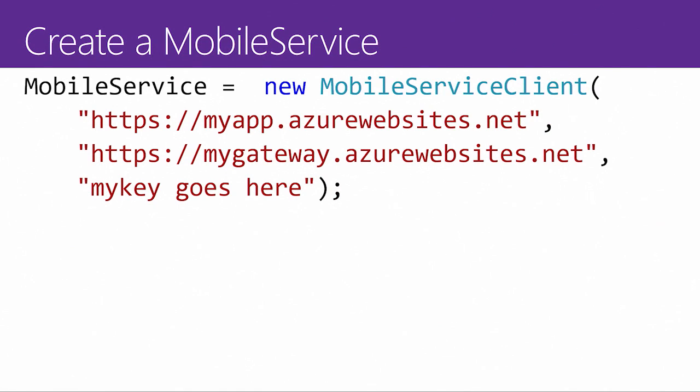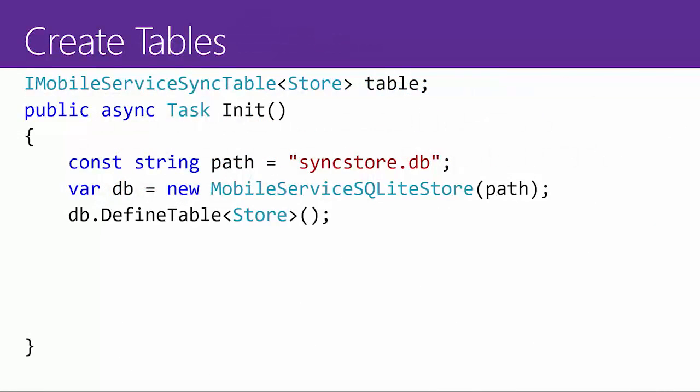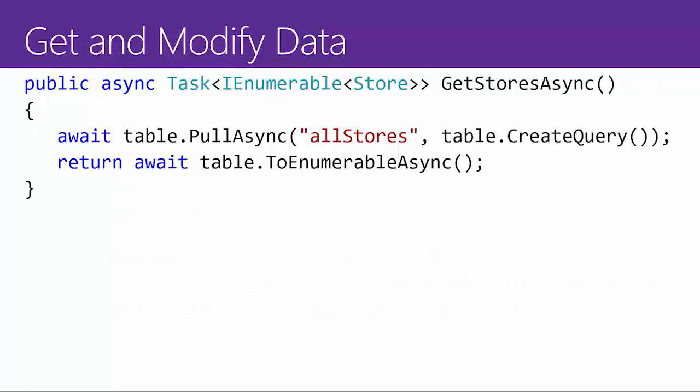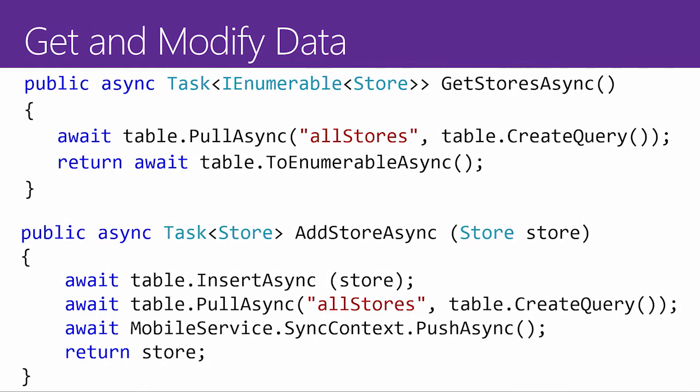Simply download the NuGet packages and create your mobile service client. Then, to create some tables, all you've got to do is create a SQLite store, define a table, and create it. Now, when we want to add or remove any items, simply get all my stores, per se, asynchronously, pull asynchronously. Then, to add a store, insert it, pull the current version, and synchronize.